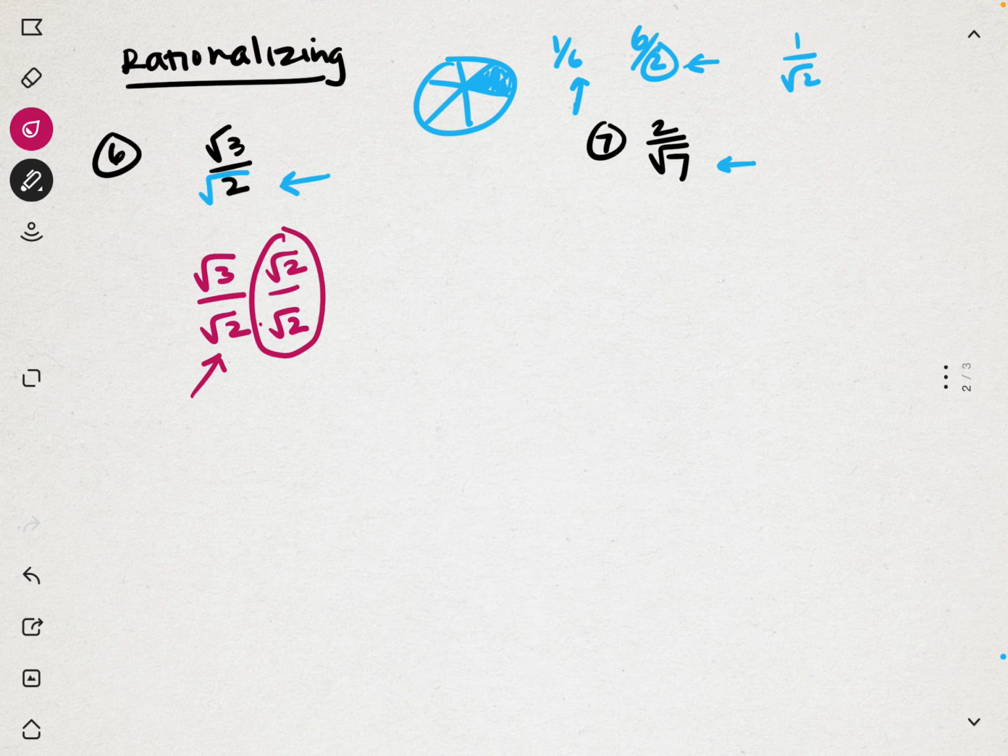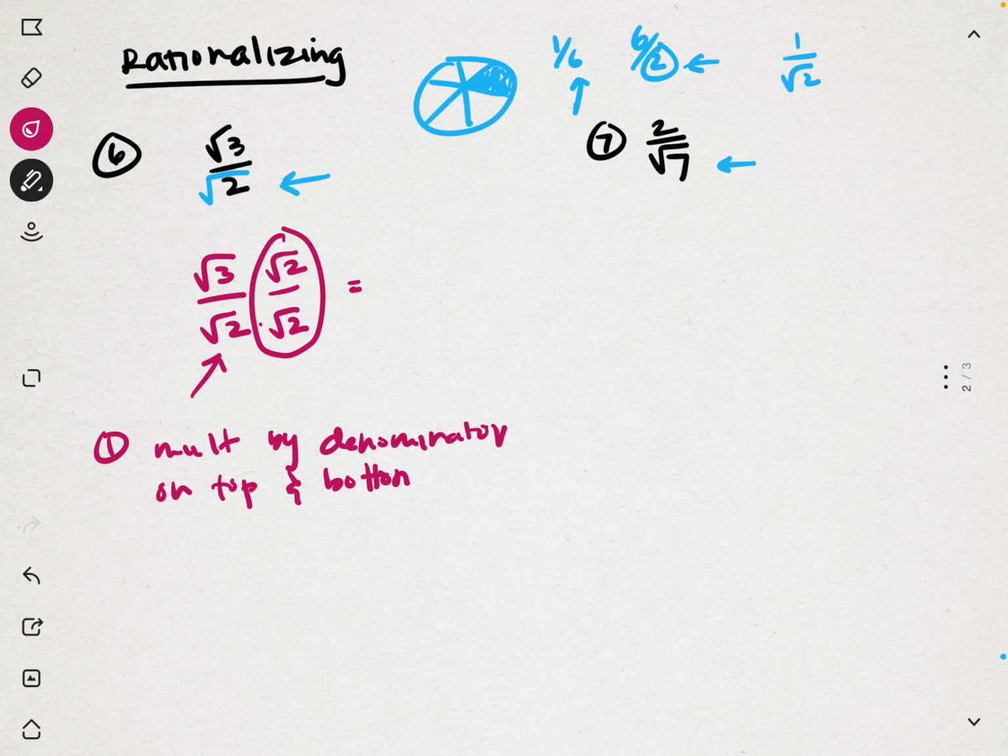Okay, so step 1, we multiply by the denominator, right? On top and bottom. Now, the reason we do this is when we multiply it out, we get square root 2 times square root 2 is square root of 4. And then on top, we multiply the radicals. So square root 3 times square root 2 is square root 6.